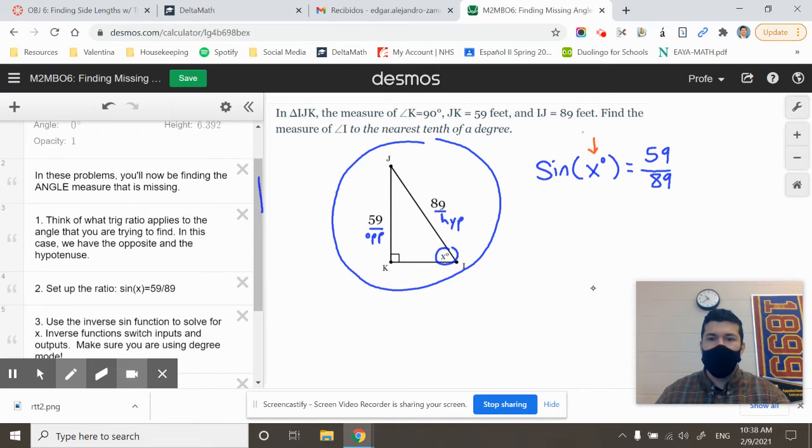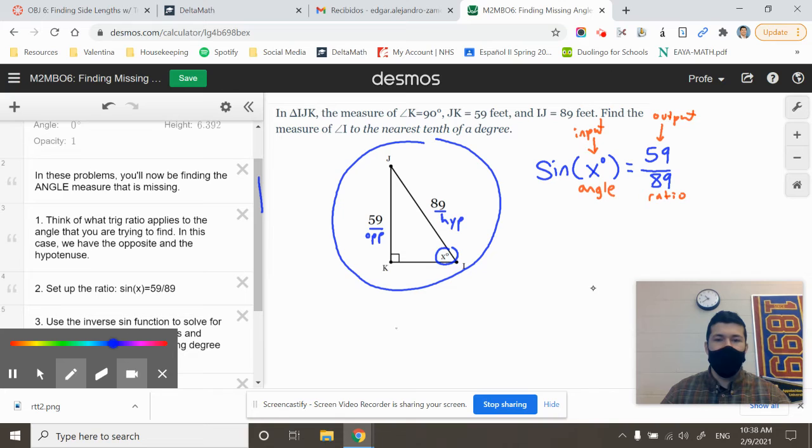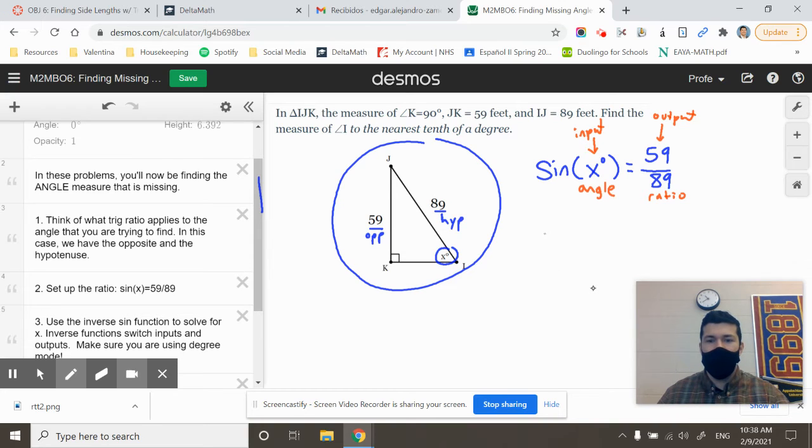The sine function is really an input-output type of function. The input of sine, cosine, and tangent is always an angle, and the output is always the ratio. What I'm going to introduce to you is a new function called the inverse.